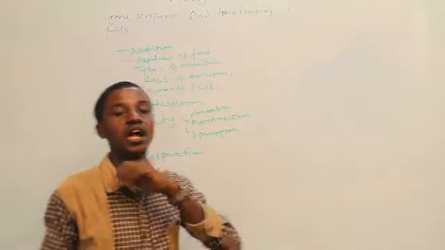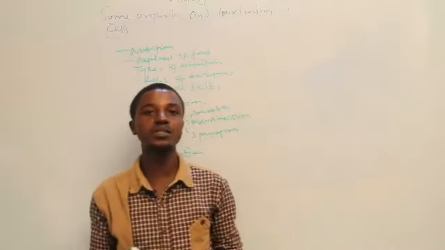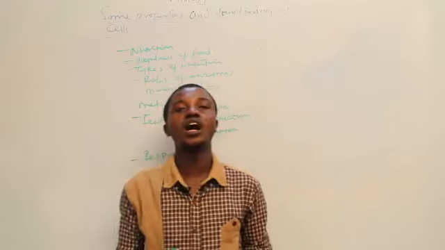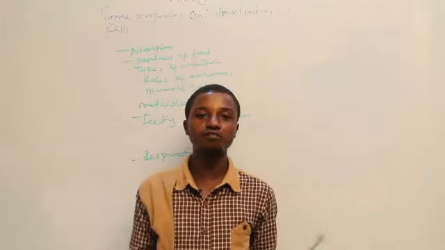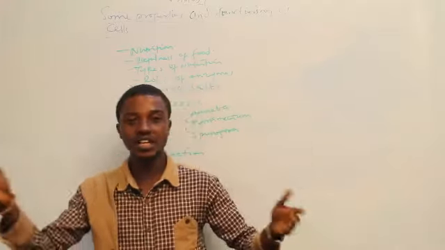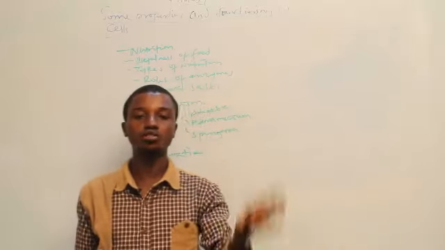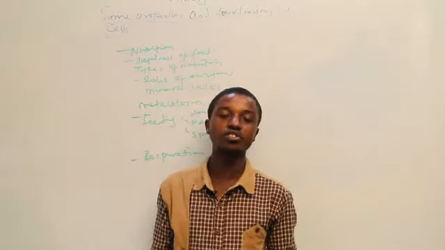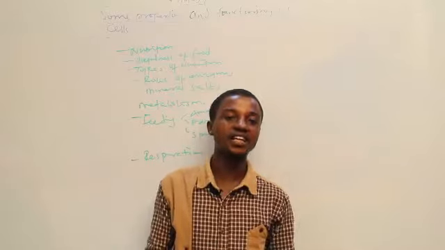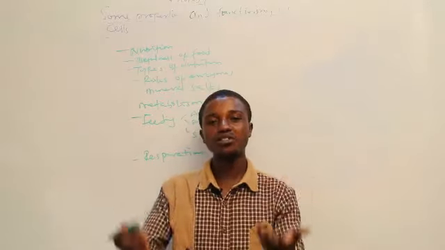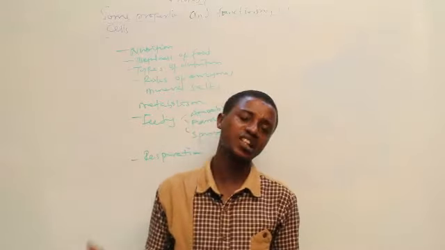So nutrition. In our previous lessons, we've been able to establish the definition of nutrition. We said nutrition is generally known as the mode of feeding of living organisms. We said they are broadly divided into two: the autotrophic mode of nutrition and the heterotrophic mode of nutrition. Autotrophic is meant for plants, heterotrophic is meant for animals. Autotrophic is also known as holophytic, heterotrophic is known as holozoic.